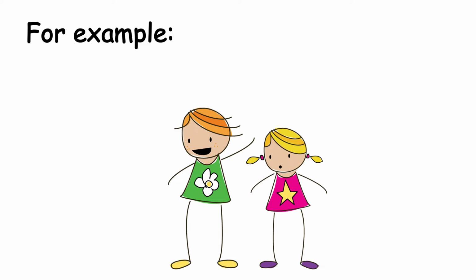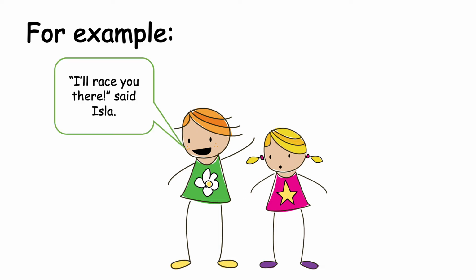Okay, let's have a look at the next example. "I'll race you there," said Isla. There you can see at the beginning of this what's coming out of Isla's mouth. "I'll race you there." It is opening inverted comma, then a capital I for Isla. And at the end, you've got an exclamation mark, plus your inverted commas, and you've got a small letter for the word said.